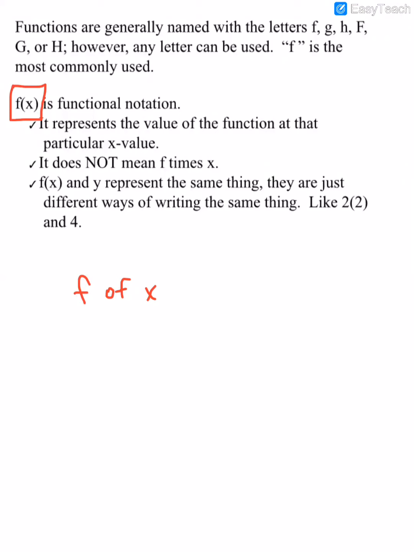It represents the value of the function at a particular x value. So we can take numbers and plug them in right here where the x is, and that's telling us that they want us to find what value y is for that x value in the function. It does not mean f times x, even though we see those parentheses around the x. That's not what it means.